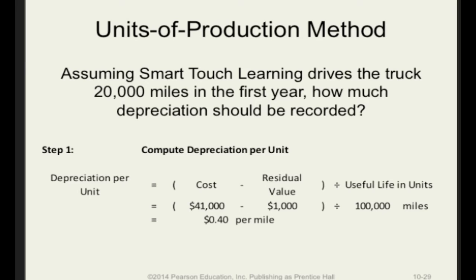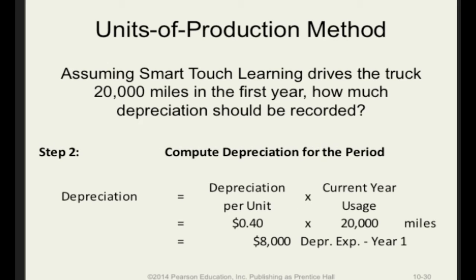The depreciable cost of the truck is $40,000 because, again, we said the cost was $41,000 here and the residual value will be $1,000 here. So we're depreciating $40,000 worth of this truck. And we're essentially dividing that $40,000 by the useful life in units, which in this case is miles. So this will tell us that for each mile we drive, we're essentially using up 40 cents worth of this truck's value.